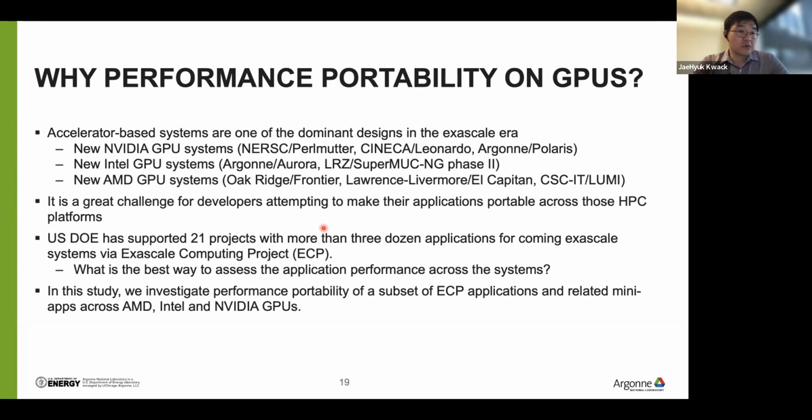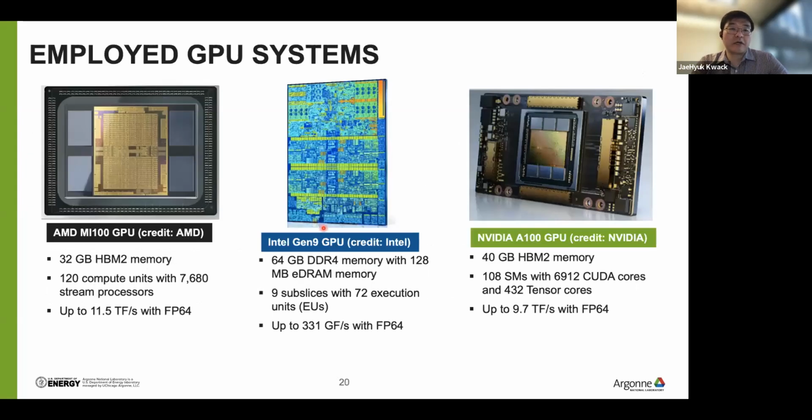And the US DOE has supported 21 projects with more than 3 dozen applications for coming Exascale systems through the ECP, Exascale Computing Project. So we want to know what is the best way to assess application performance across the systems. In this study, we investigated the performance portability of a subset of ECP applications and related mini apps across AMD, Intel, and NVIDIA GPUs. These are the GPU systems employed in 2021. All of them were publicly available in the 2021 timeframe.